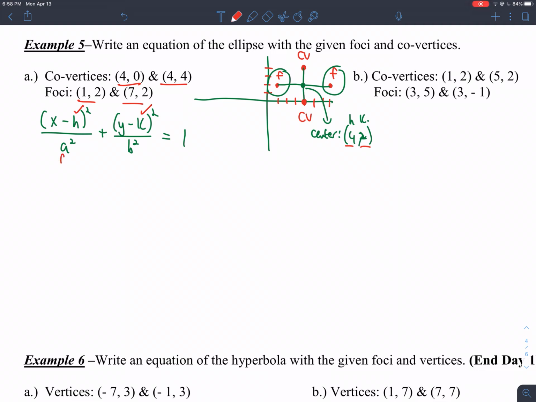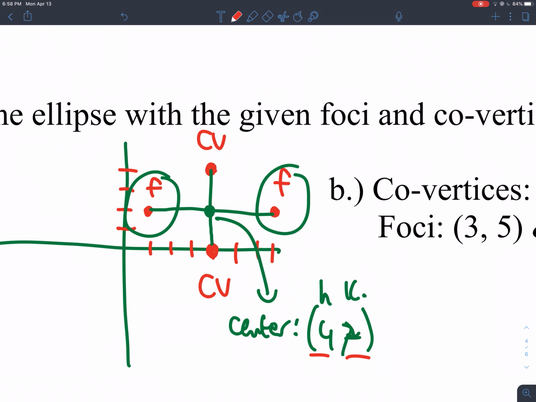A, the square root of a squared, gives me the vertices. Okay, I don't have the vertices. I only have the foci and the covertices. But this gives me the covertices right here. So I have b squared, check. And what is b squared? Well, the distance from here to here. Okay, that's b. Sorry, that's b. So b is 2.